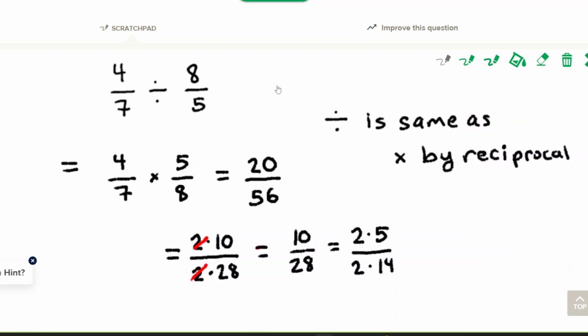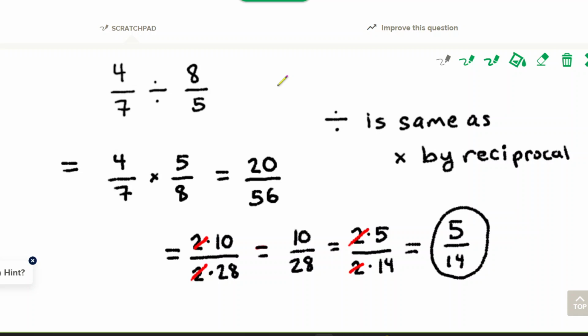All right, so once again, I see the common factor in the numerator and denominator of 2. Those will become 1. Get rid of those. And we're left with the final, simplified fraction of 5/14. Right, and 5 is 5 times 1. 14 is 2 times 7. They have no common factors.